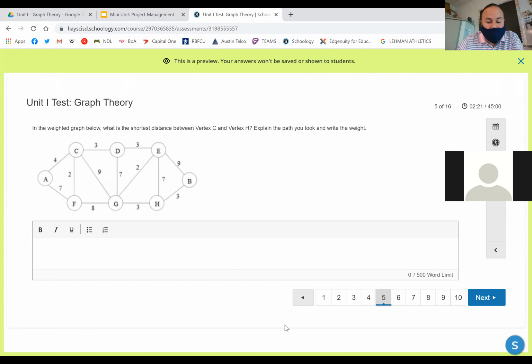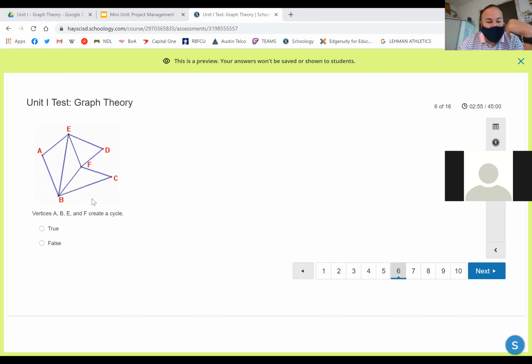What is the shortest path between vertex C and H? You had two parts to this question. You had to tell me the path and you had to tell me the weight. So C to D, D to E, E to G, G to H is the shortest path. That is 11. The weight is 11. So you had to write 11 and you had to write those sequence of vertices in order to get full credit. Some of you got partial credit because you got one or you added it up wrong.